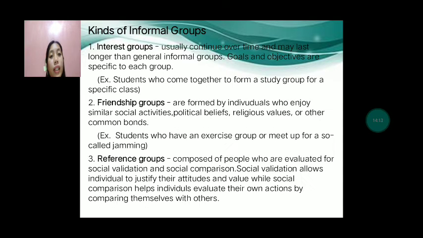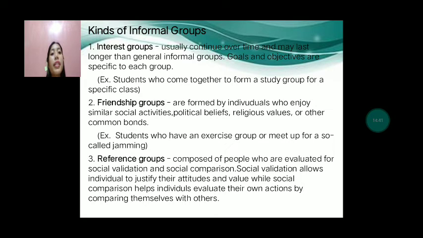The first one is the interest groups. When it talks about the interest groups, it talks about the persons engaged in a certain group who have a common interest, usually continue over time and may last longer than general and formal groups. Goals and objectives are specific to each group.